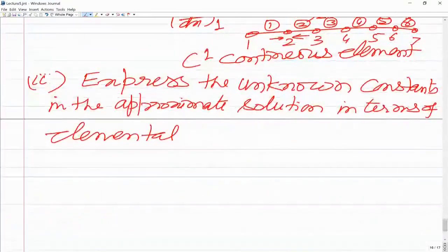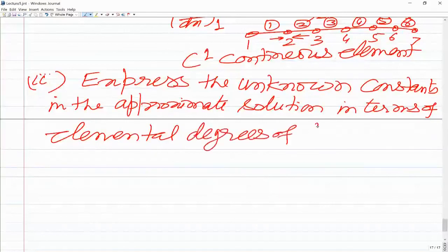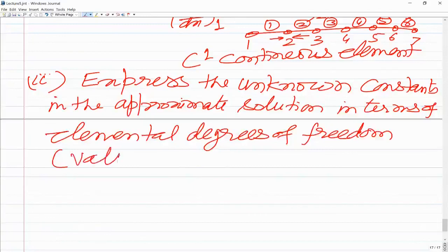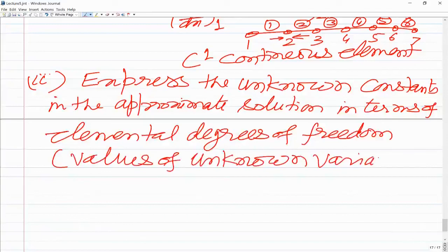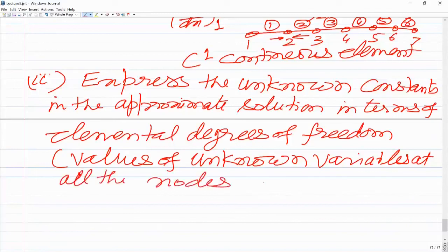So now the second step is to express the unknown constants in the approximate solution in terms of elemental degrees of freedom. So what are the elemental degrees of freedom? These are nothing but the values of unknown variables: displacements, rotations, temperature, depending on the problem. So the values of unknown variables at all the nodes of an element.